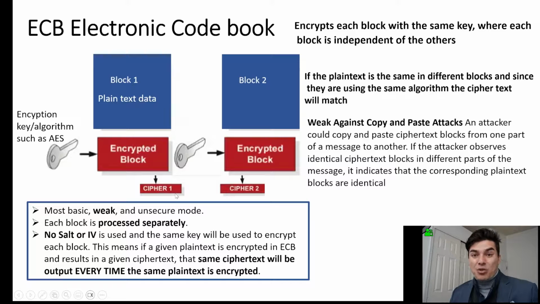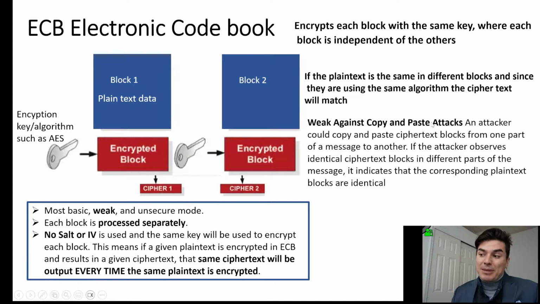What you need to know about electronic codebook is that each block of data is going to be processed separately, so they're independent of each other. And if the same input or plaintext data is put into the block and then encrypted with the same algorithm, then the cipher is always going to be the same.